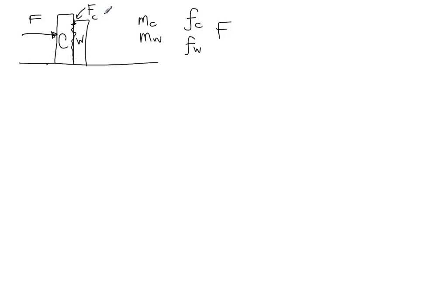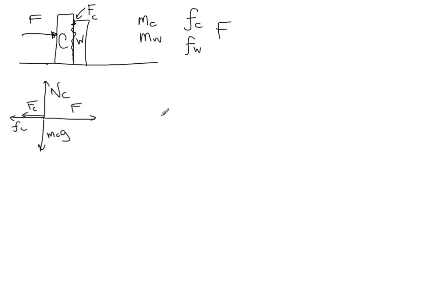So here are my free body diagrams. For the Cheerios, I have the weight of the Cheerios, mg. I have the normal force on the Cheerios. I have this pushing force, F. And backwards I have the friction on the Cheerios and the contact force.